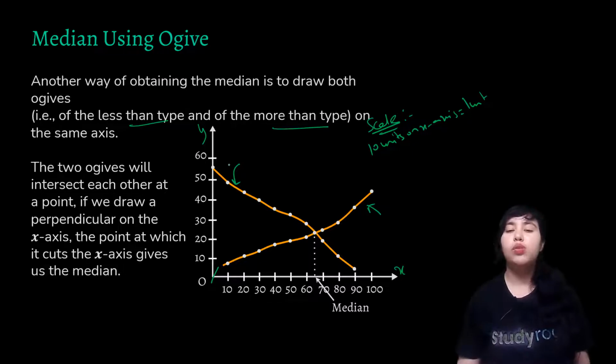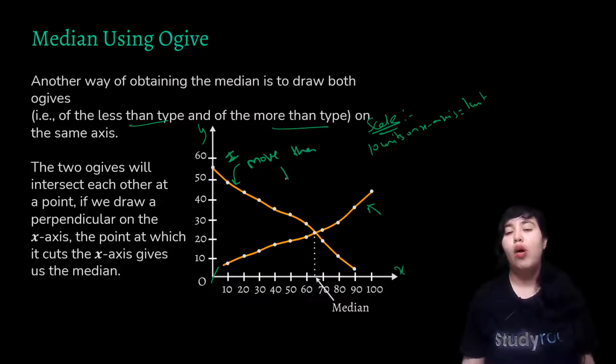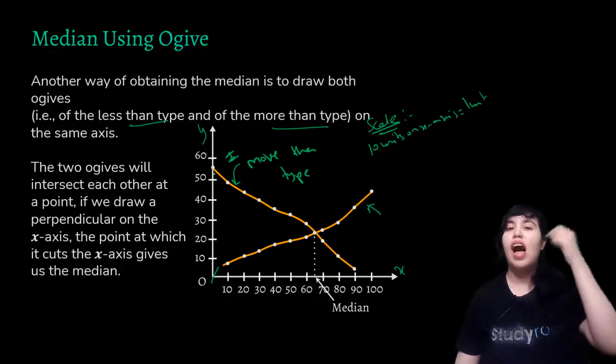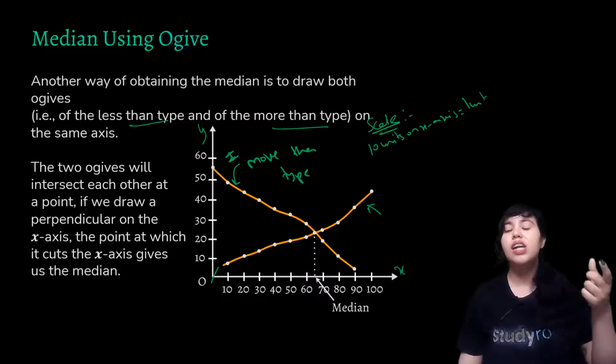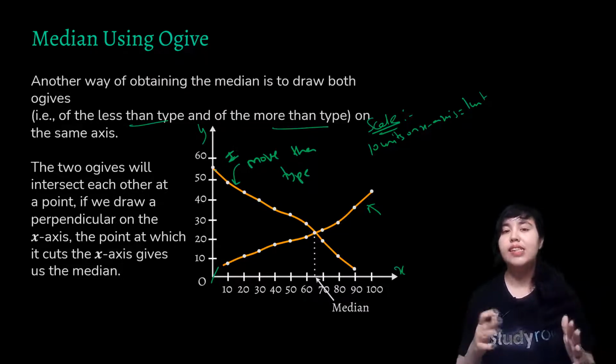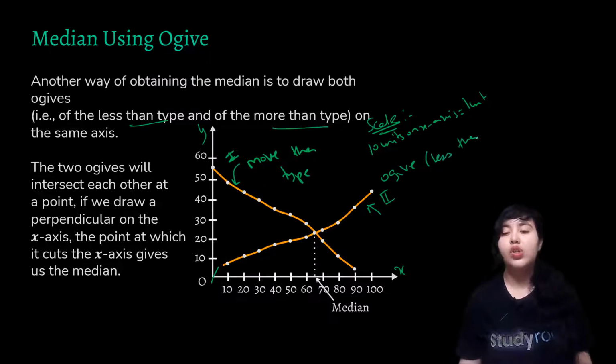So you tell me this one first of all, this one that I'm calling by the Roman number 1. Is it of the more than type or less than type? It is of the more than type. A more than type ogive always starts from a higher frequency, because the first class will have the sum of all frequencies as the cumulative frequency. Here it will just be the opposite for the second one, and this is an ogive of the less than type.